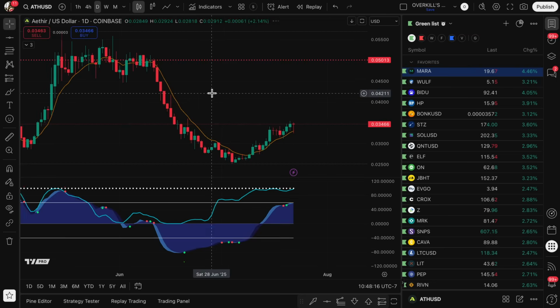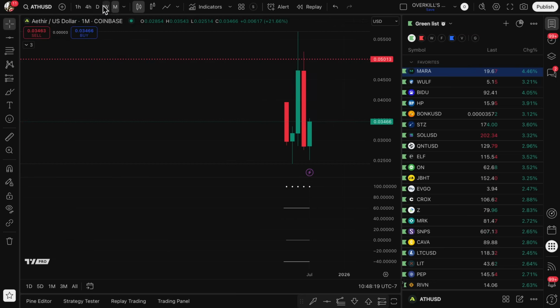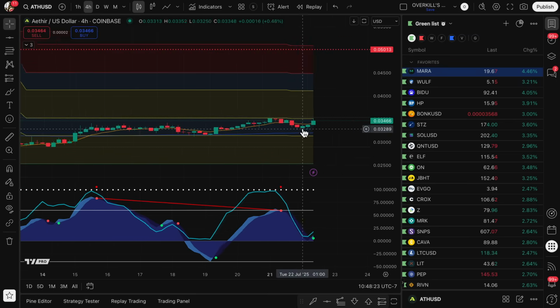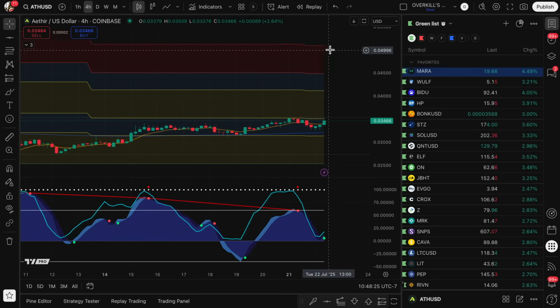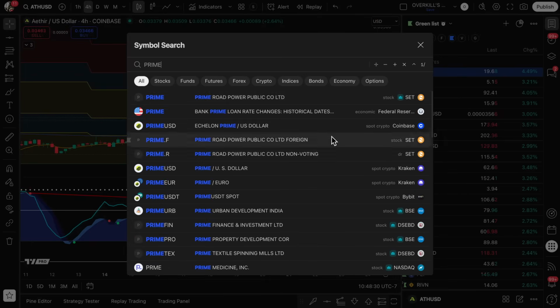That must be a crypto. That one's too new for me to really tell you anything, but weekly's pushing up. 4-hour got a green dot. I like that one back up here to like 5 cents. Prime.